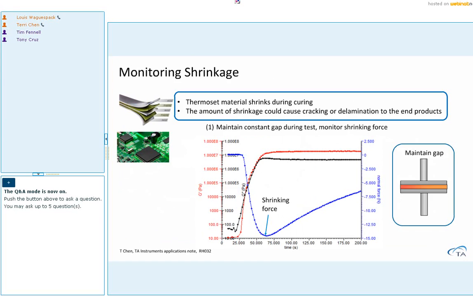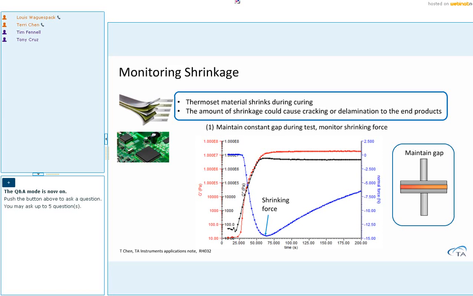When polymers cure, they shrink and increase in density. The amount of shrinkage can cause trouble. It can cause cracking or delamination in the end product. Using rheological measurements, we can monitor and quantitatively measure the amount of shrinkage. Most of the curing experiments on a rheometer are conducted using disposable parallel plates. Here I would like to introduce two ways to quantitatively monitor this curing shrinkage.